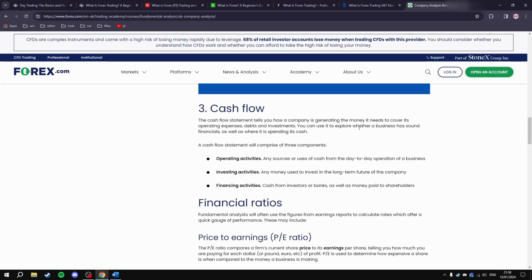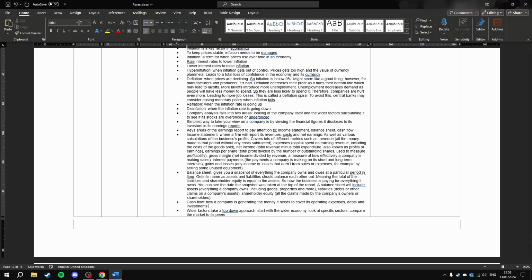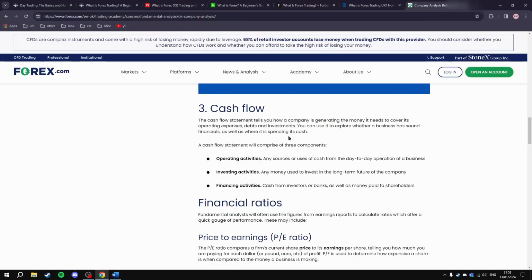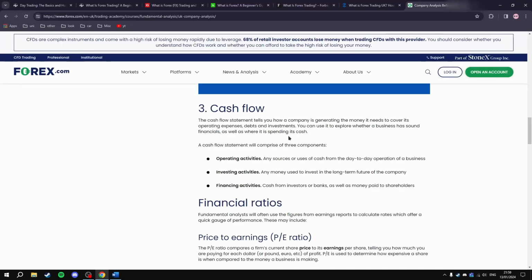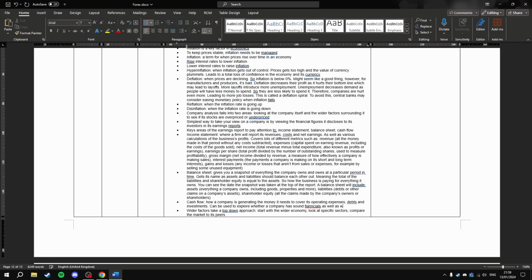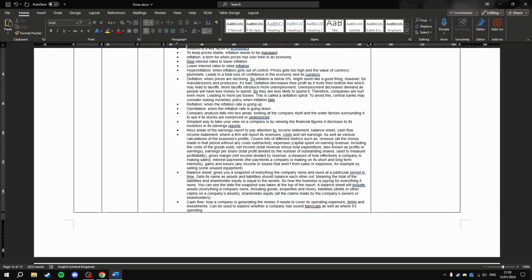You can use it to explore whether a business has sound financials, as well as where it is spending its cash.